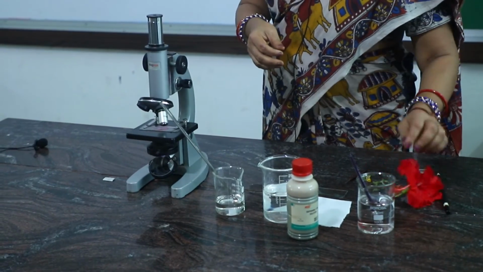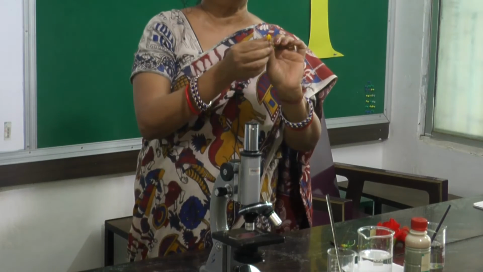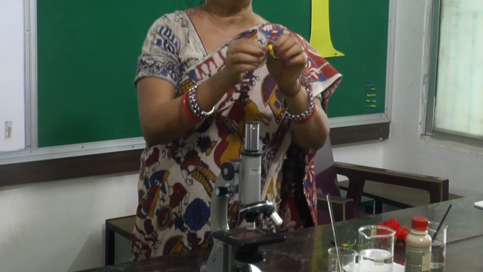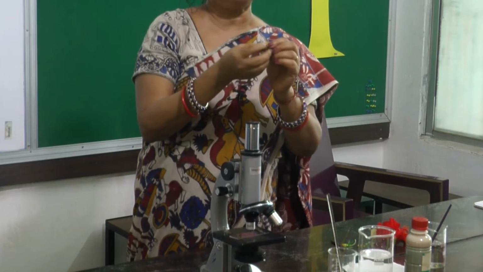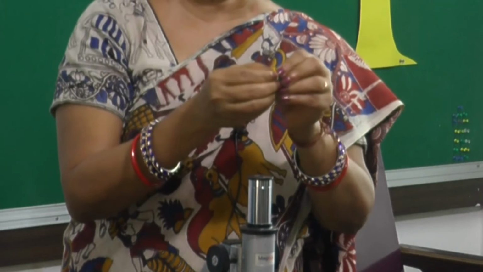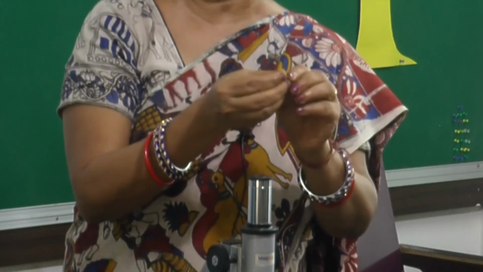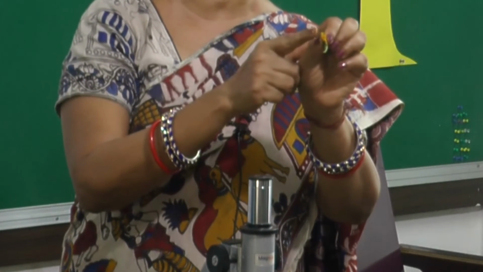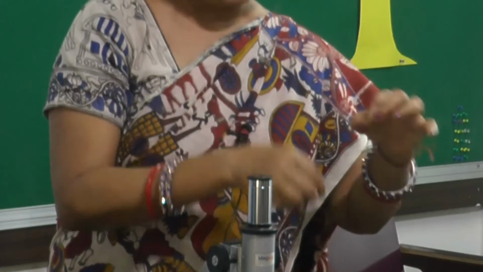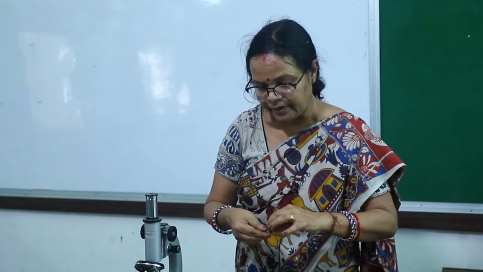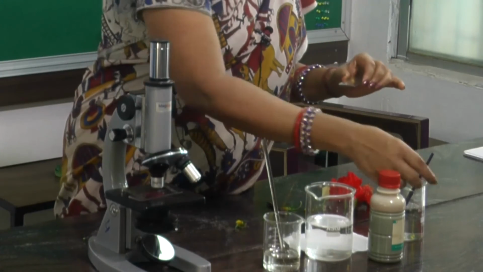So you have to take any small flower like Portulaca. And this is a Portulaca flower. You have to open this flower using forceps, and here you will get the male and female parts. Only take the stigma and style part. Using forceps, look here, this part is the stigma and this is the style. Remove this part and keep it on a slide.